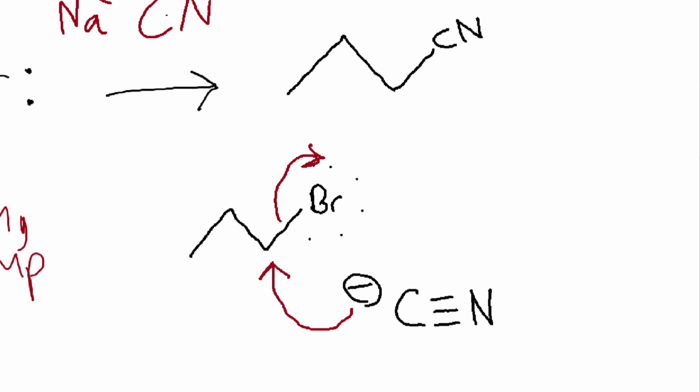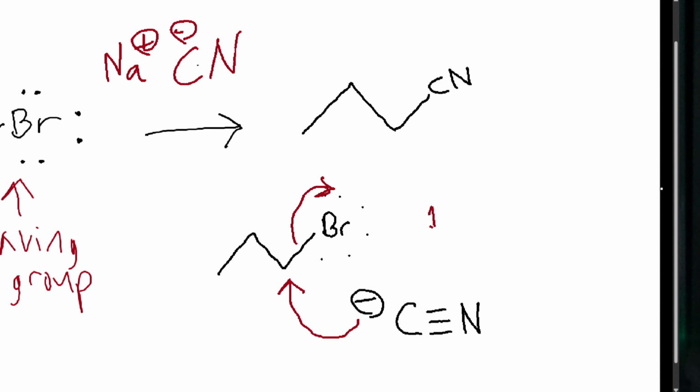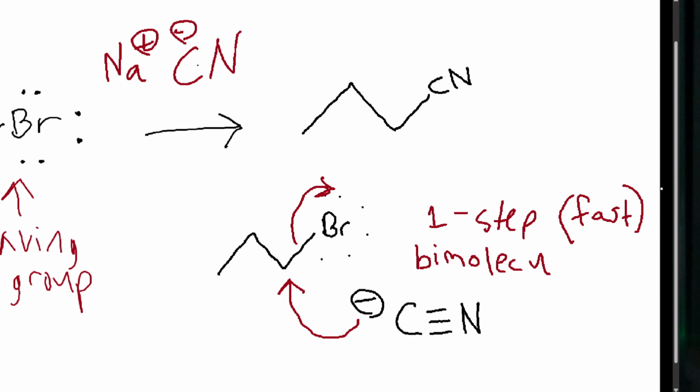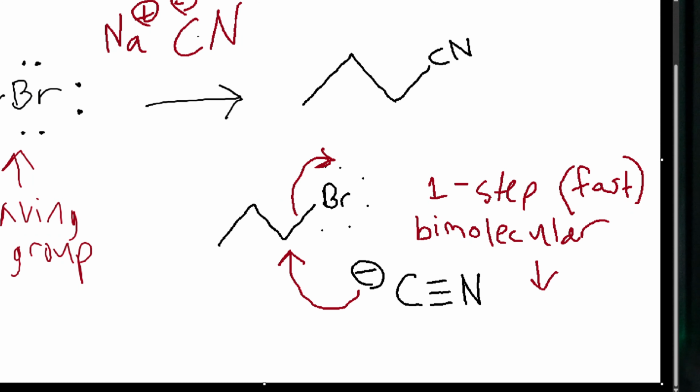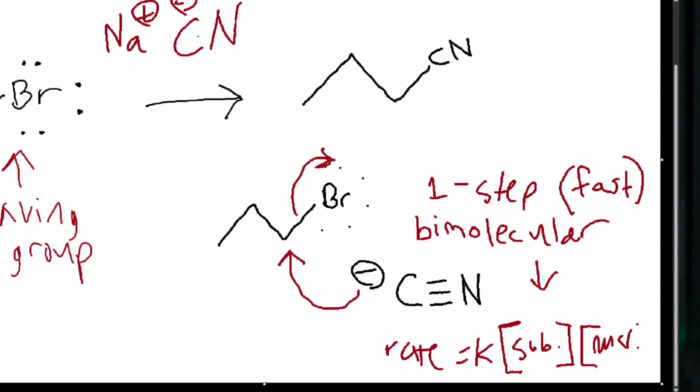What are the characteristics of this type of reaction? Well, it occurs in one step, as is evident by the mechanism that we just drew, and so it's pretty fast. It's also bimolecular, meaning that the rate relies on the concentrations of both the substrate and the nucleophile. So rate equals rate constant times the concentration of the substrate times the concentration of the nucleophile.